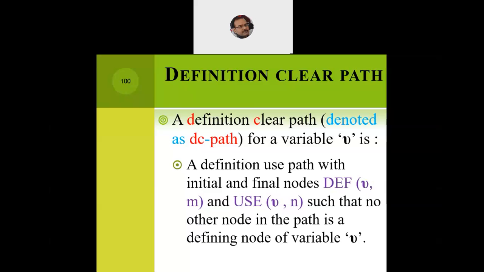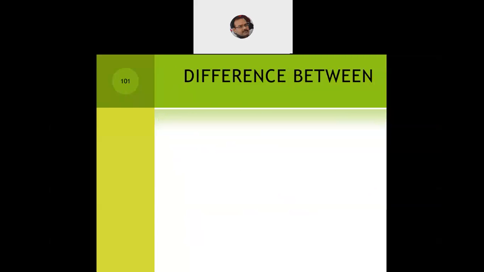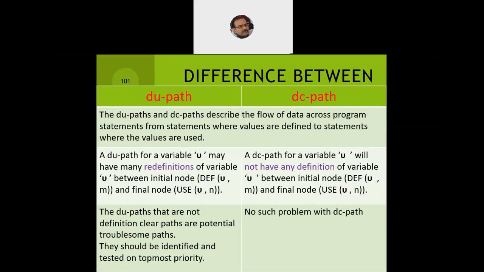So definition clear path has to be a clear path between the two ends. No further redefinition will exist, and if it exists, then we need to define it multiple number of times. You will see an example to make it much more clear. So this should give you a broad difference between the two paths, the DC path and DU path. I want every one of you to read on your own if it is properly clear to you.